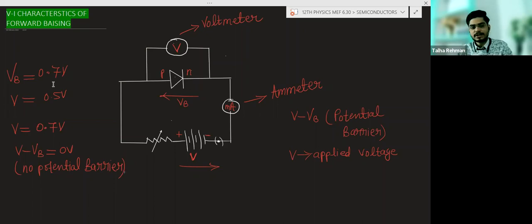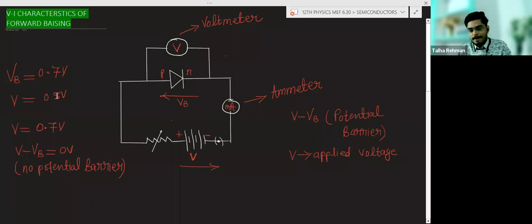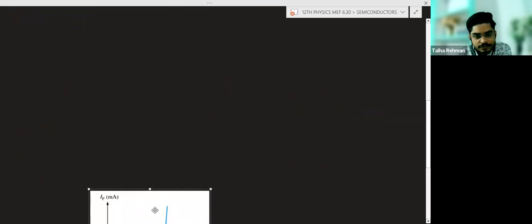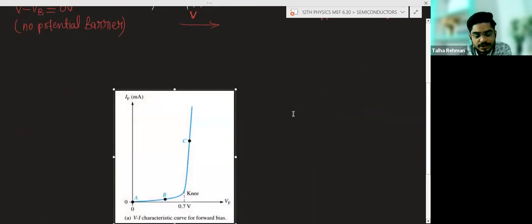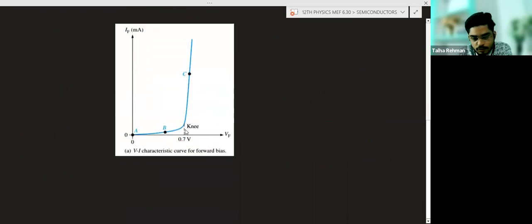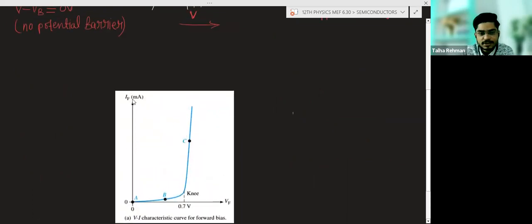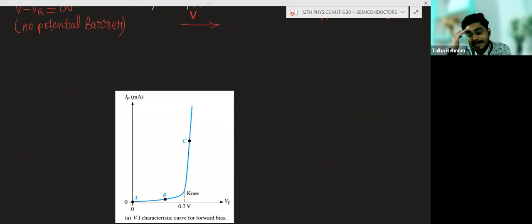Initially when you increase the applied voltage, and when this applied voltage reaches a specific value, the potential barrier will be crossed and the current will become maximum. Why? Because now the majority charge carriers can flow. So this type of graph we will get. This is the knee voltage. Now this is the current, IF, which means the forward current. Forward current means current in forward biasing.